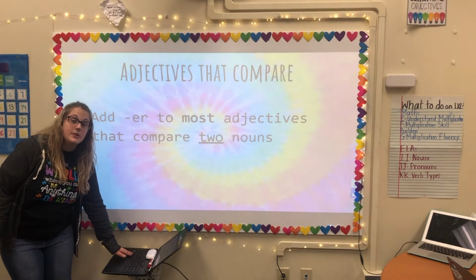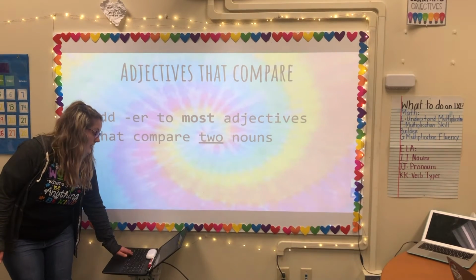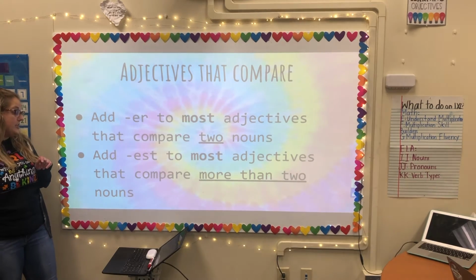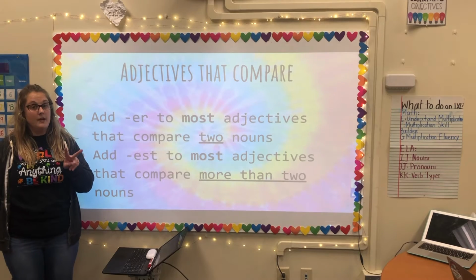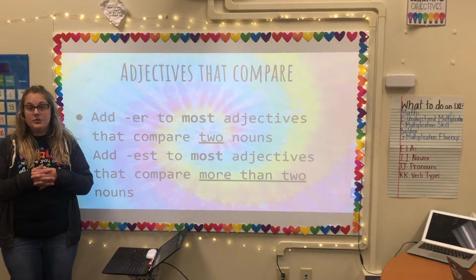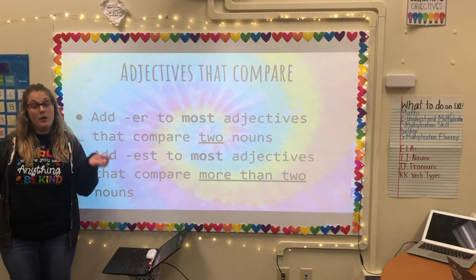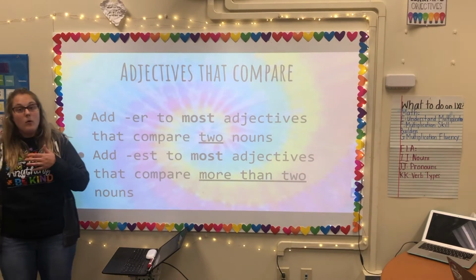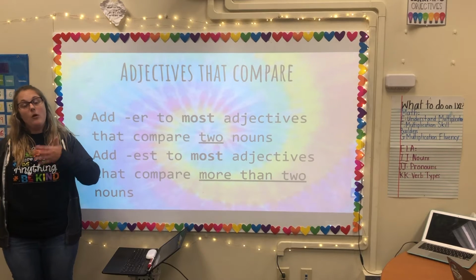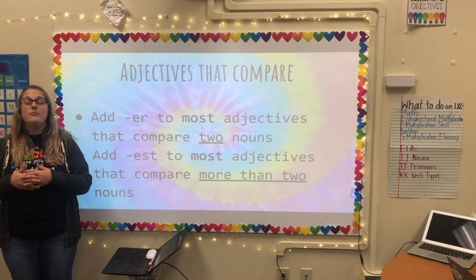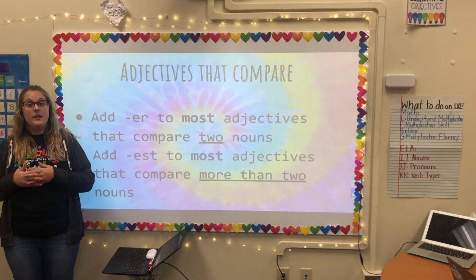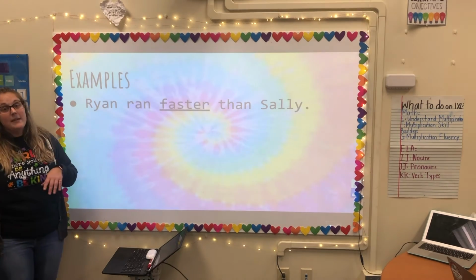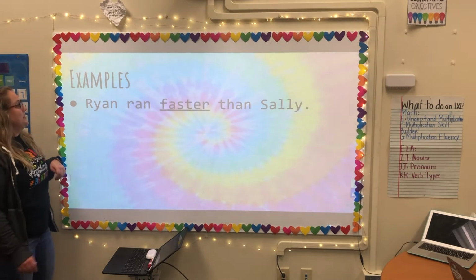The second rule when you're using adjectives to compare nouns is adding EST to most adjectives that compare more than two nouns. So now again, let's use me, let's use my brother, and let's use my sister. You wouldn't say I am old than I am the old sibling. You say I am the oldest sibling because now there are 3 of us. Does that make sense? Let's look at some more examples.